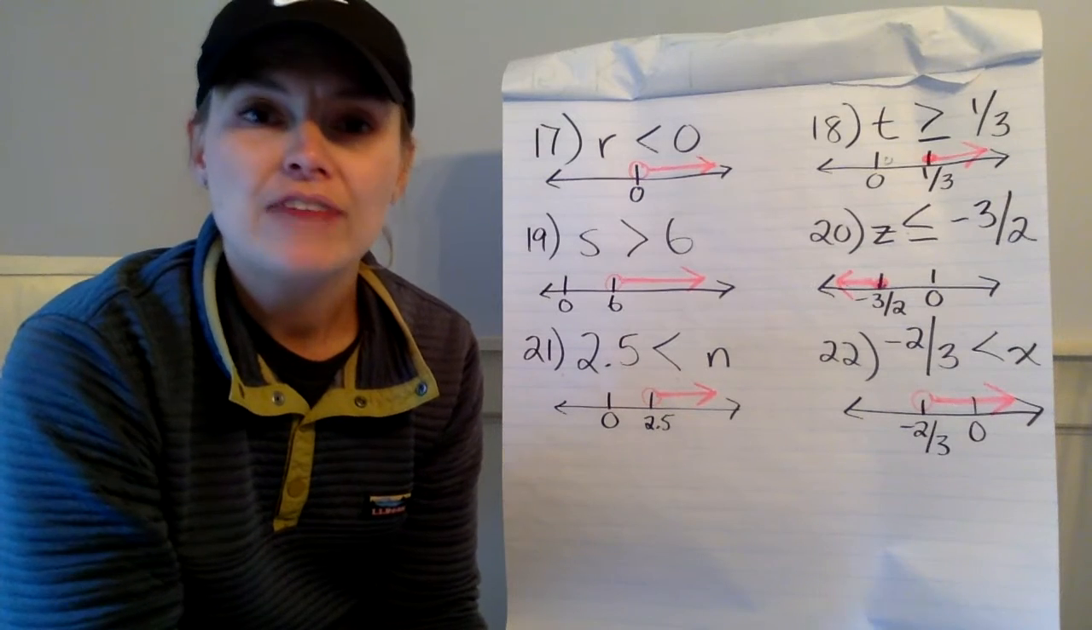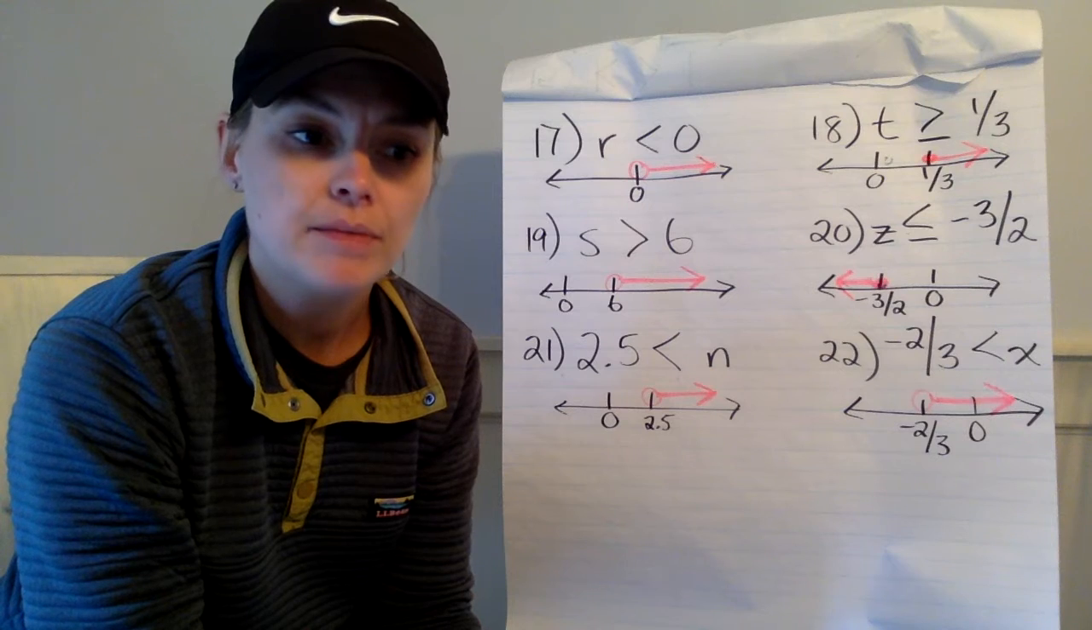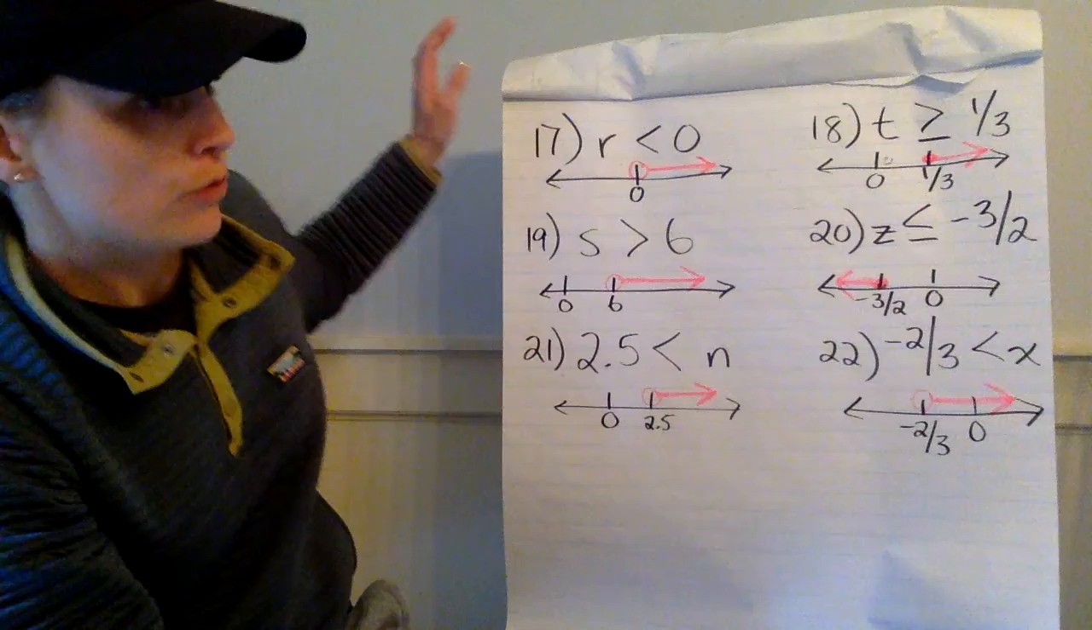All right, here we are, Friday afternoon. I'm here to help correct your Friday assignment, which was 7.5 practice A, questions 15 through 26.